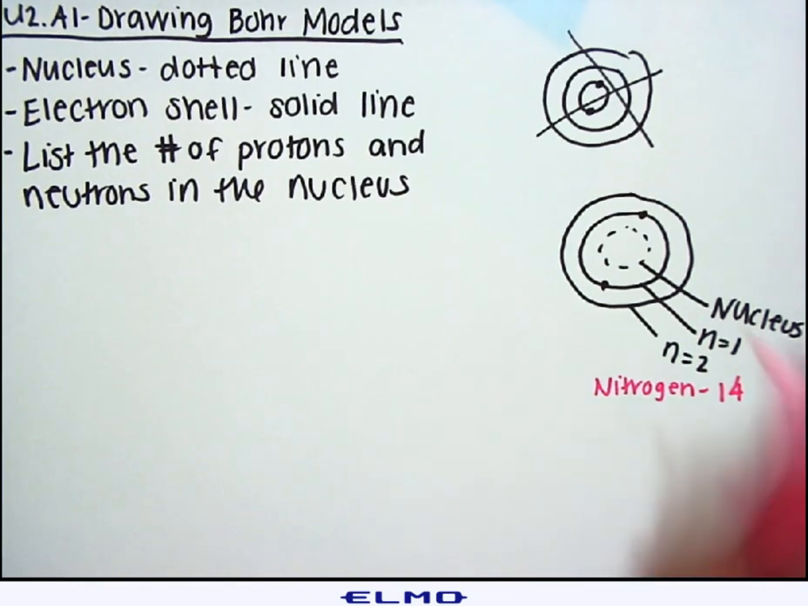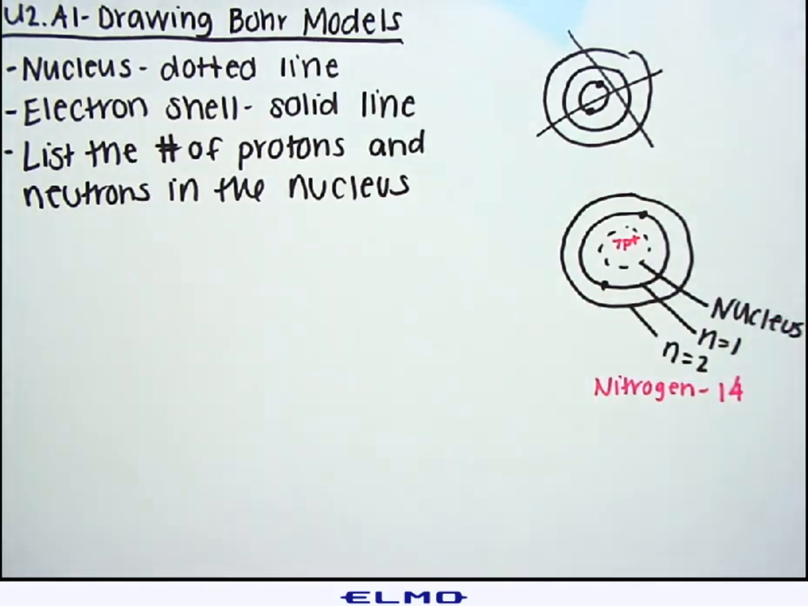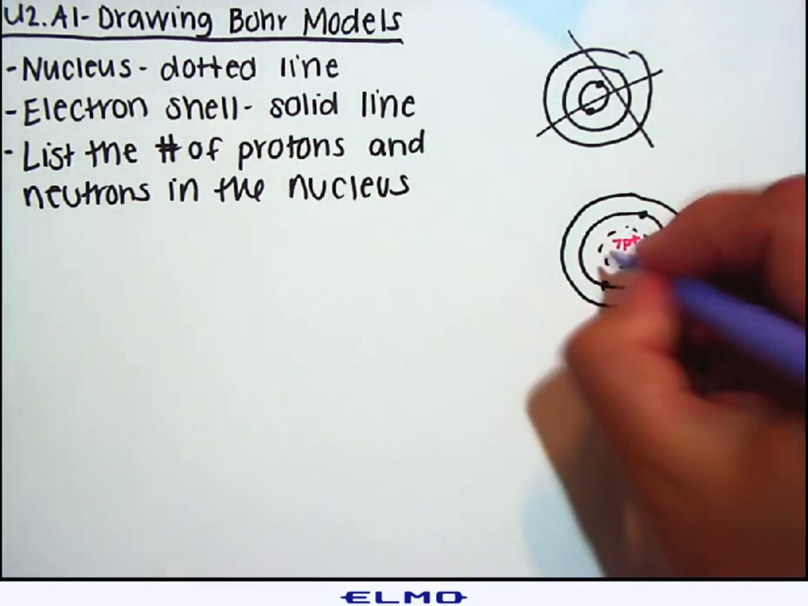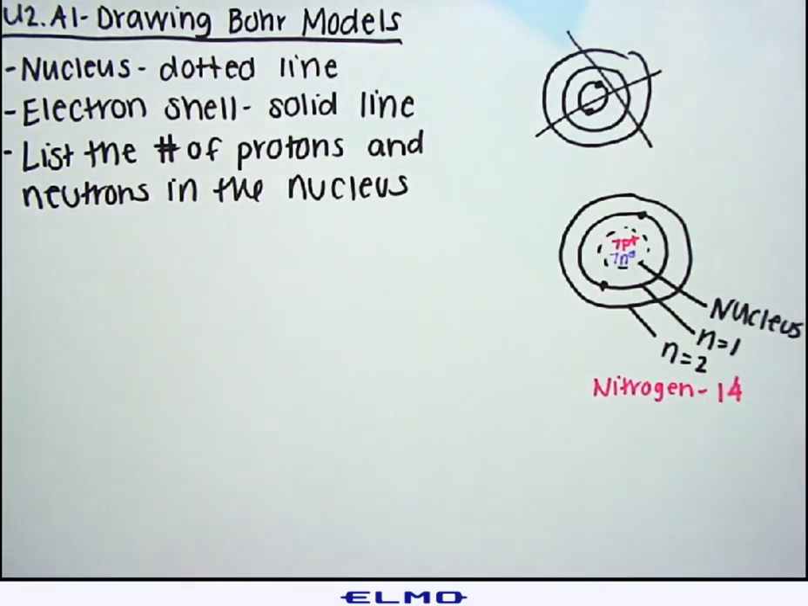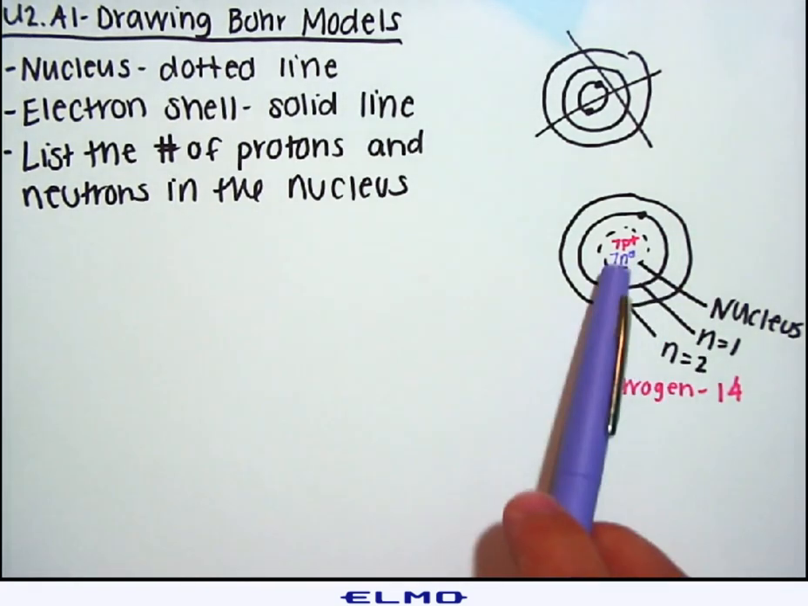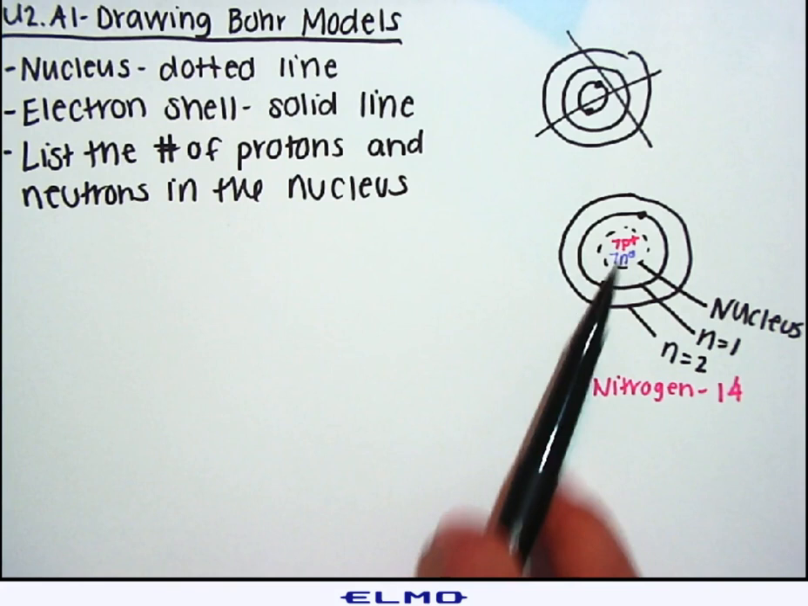Nitrogen has an atomic number of 7, so it has 7 protons. Nitrogen also has 7 neutrons. So rather than trying to draw 14 subatomic particles and making sure that I can see the difference between which ones are protons and which ones are neutrons, it's much easier for you just to write the numbers.